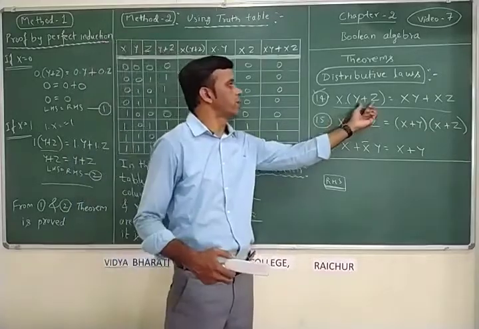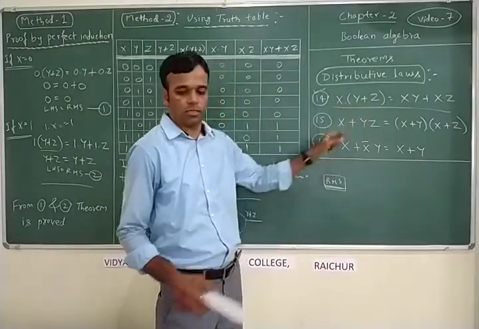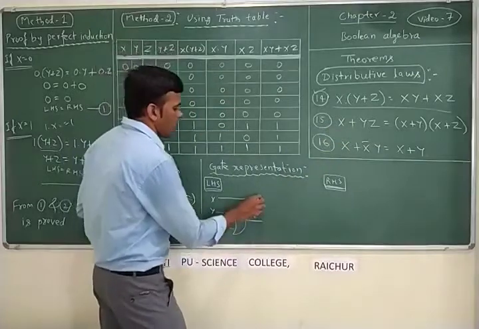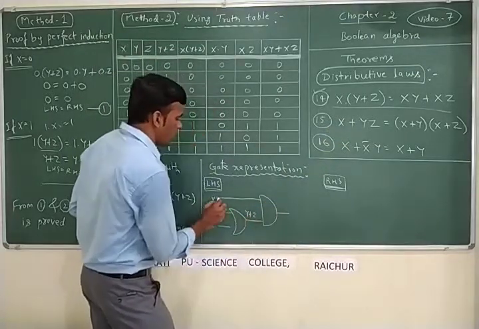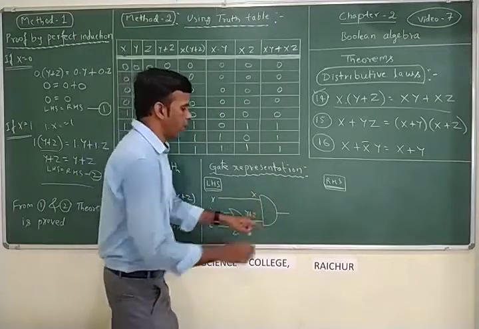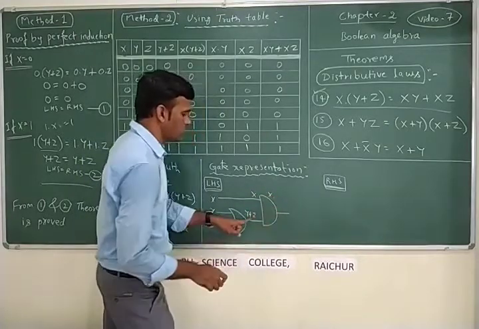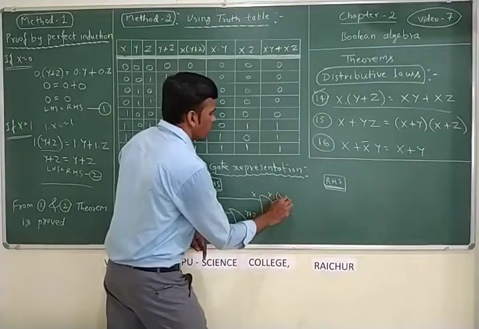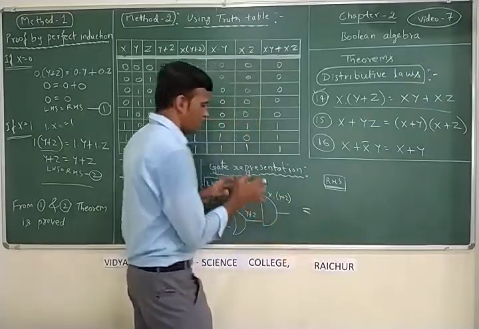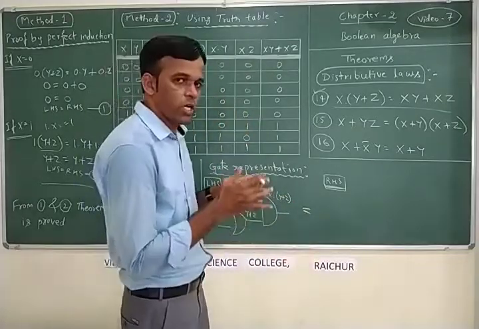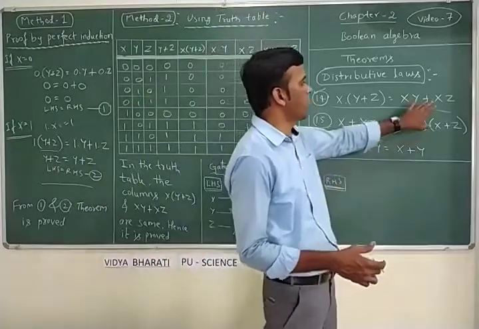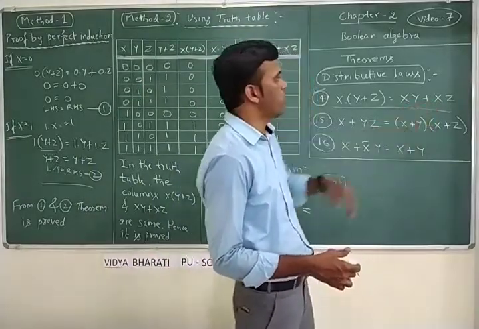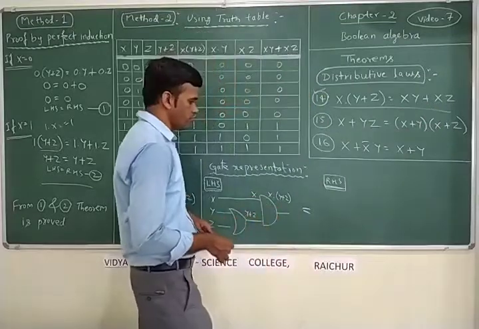So now this answer is ANDed with the variable x. ANDed means the capital D shape, the AND gate. So on this side it is an AND gate. So x into this y plus z. So this much of circuit connection is equivalent to the other circuit. So this other circuit is for x into y plus x into z.